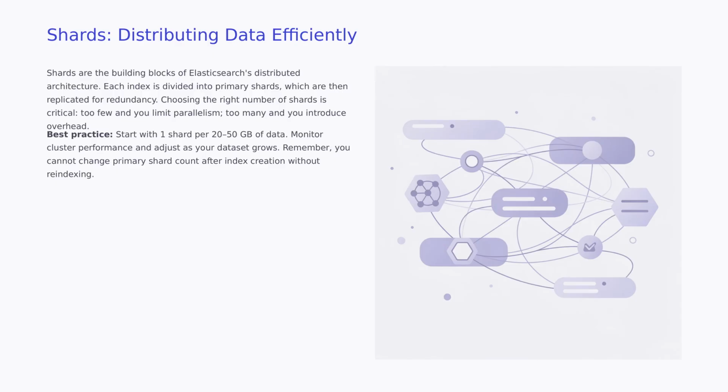To strike the right balance, begin with one shard for every 20 to 50 gigabytes of data. Vigilantly monitor cluster performance and adjust as your dataset expands. Remember, altering primary shard count post-index creation necessitates a full reindexing process. Efficient data distribution hinges on this delicate shard dance.